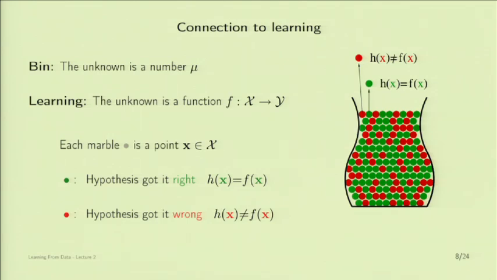Now, this will add a component to the learning problem that we did not have before, okay? There is a probability associated with the bin. There is a probability of picking a marble, independently and all of that. When we talked about the learning problem, there was no probability. I will just give you a sample set, and that's what you work with.